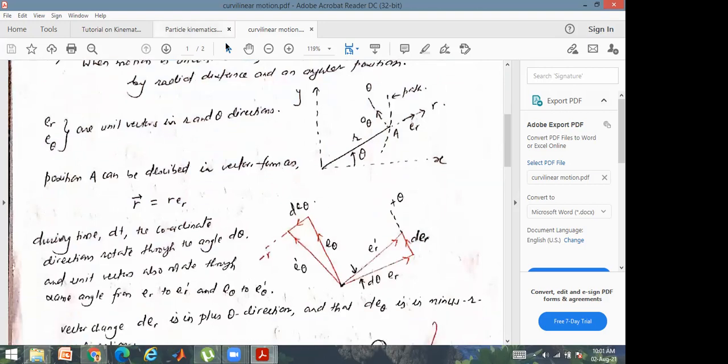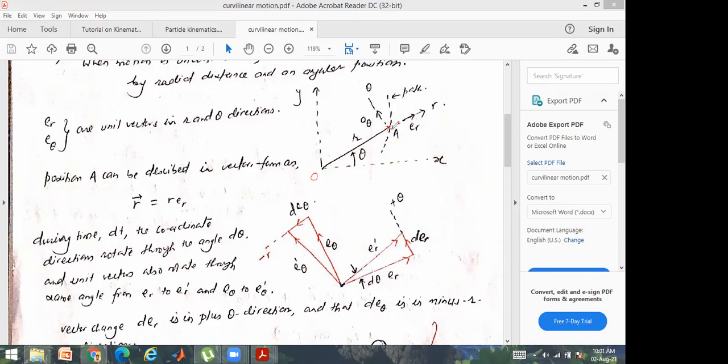Okay. Now here also let's assume that er is the unit vector along the r direction and e theta is the unit vector along the theta direction. Suppose a particle is at point A, which is at a distance of r from the origin at an angle of theta. Okay, so let er be the unit vector along the r direction. So this is the er, the unit vector along the r direction, and this is theta, and let this be the unit vector along this direction, e theta. This is e theta, which is along this direction. Okay, so position A can be described.